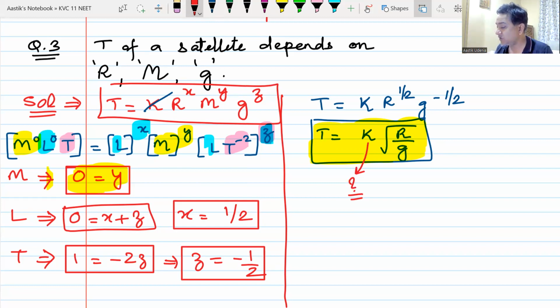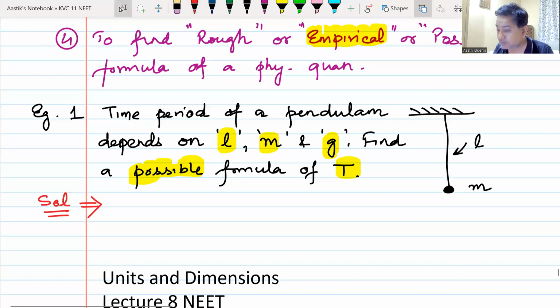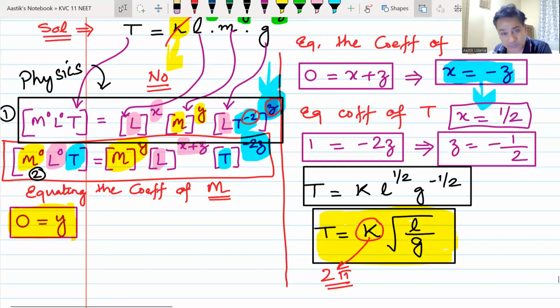Because this question is exactly similar to this one. Time period of the pendulum, length L, one term of L, M, one term of mass, G, one term. There you got the answer as K times root over L by G. Similar answer has to come because the dimension of time has to remain same.